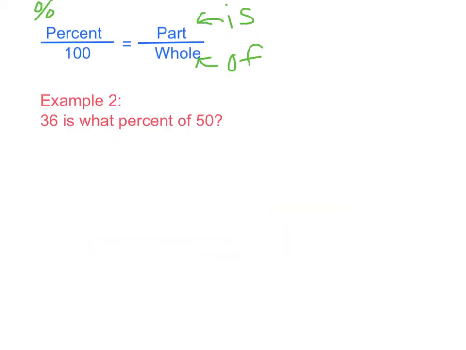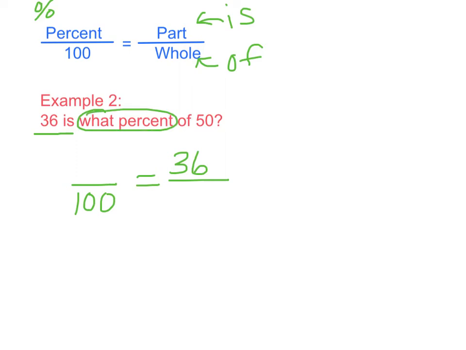Let's look at another example. This time it says 36 is what percent of 50? And again, we're going to do our percent proportion right here with 100. I'm just going to start reading. 36 is. That means the 36 goes in the is spot, so we'll put it right here. What percent? Well, we don't know what, so we're going to put the X in the percent spot. And then finally, of 50. We'll put the 50 right here in the of spot.